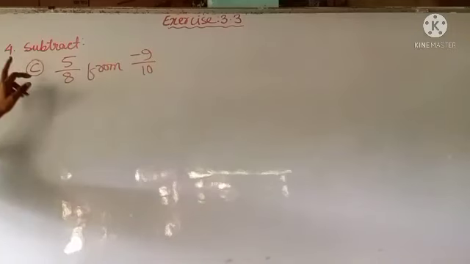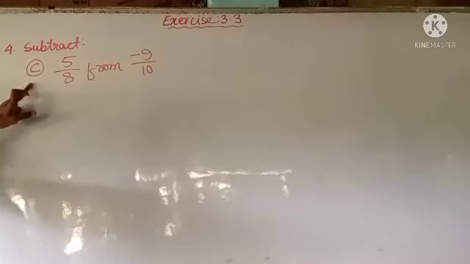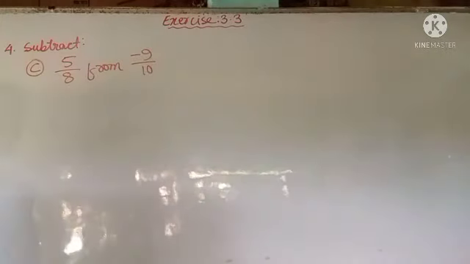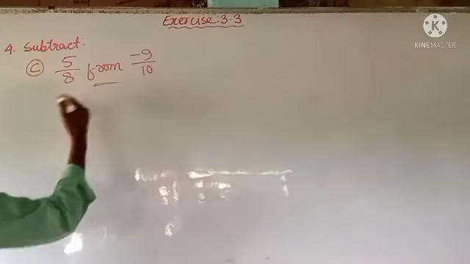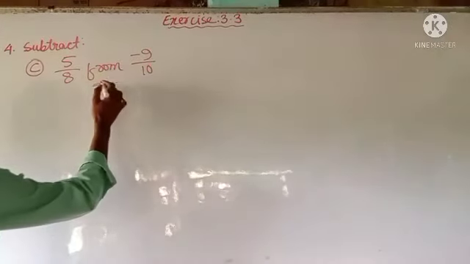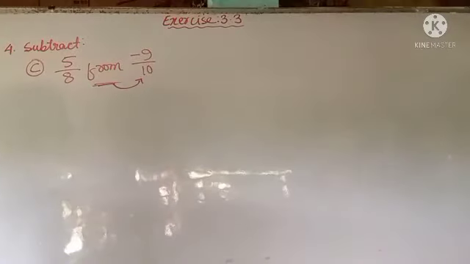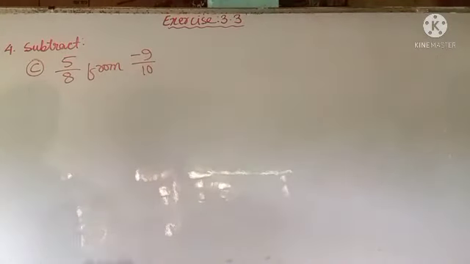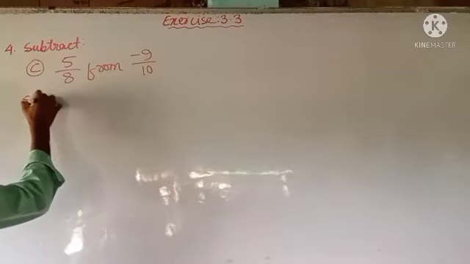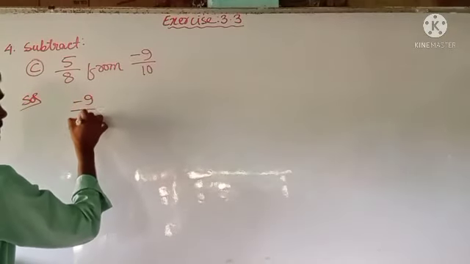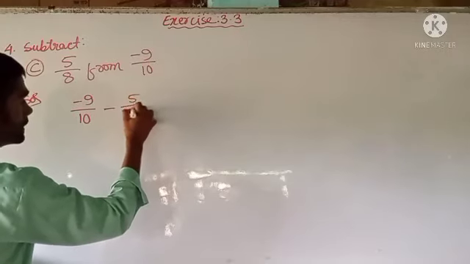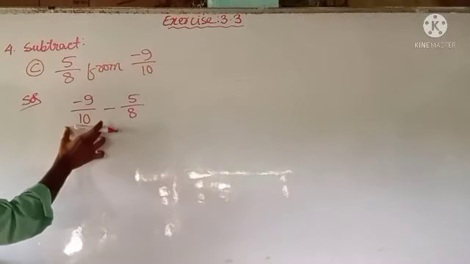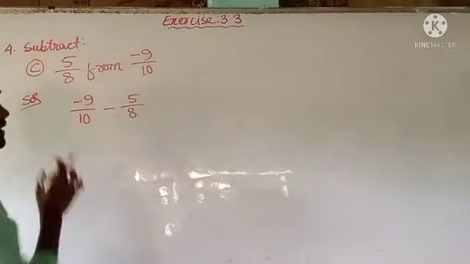Now let me show you question number 4 here. Subtract. Option number C I have taken, that is 5 by 8 from minus 9 by 10. Now here whenever you see this word from, that is subtract from this one, then whatever number comes after from, that one you will write first. That means we will write minus 9 by 10 and then we will subtract 5 by 8 from it. So minus 9 by 10 minus 5 by 8. That means after from, whatever number is there, we will write that number first and then subtract the next number from it.